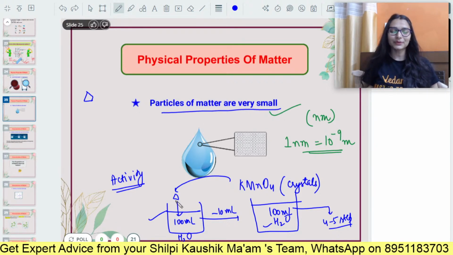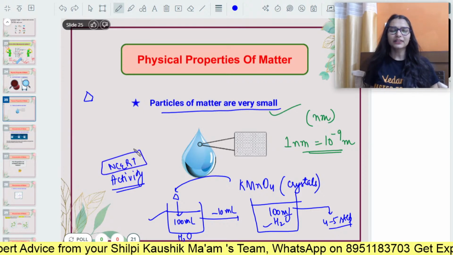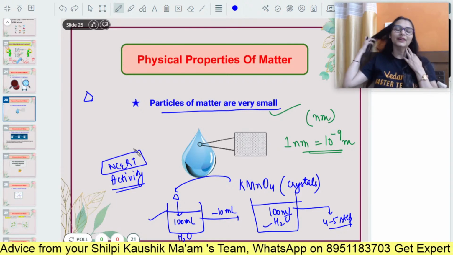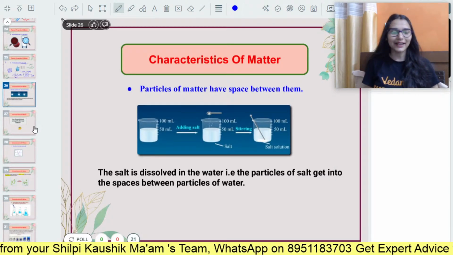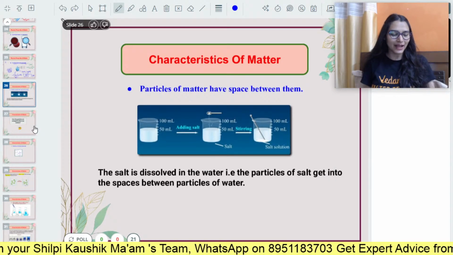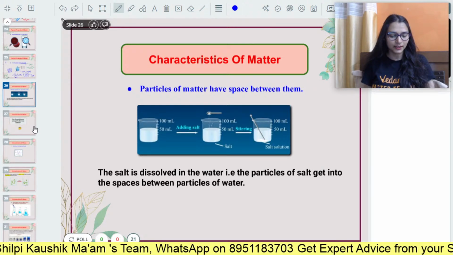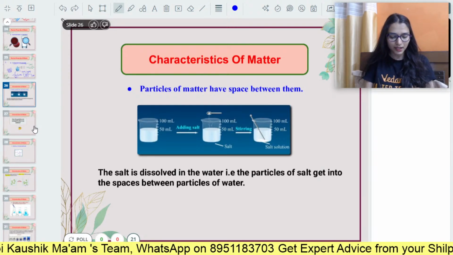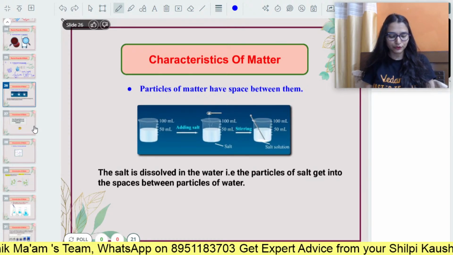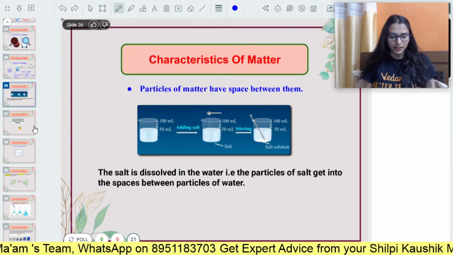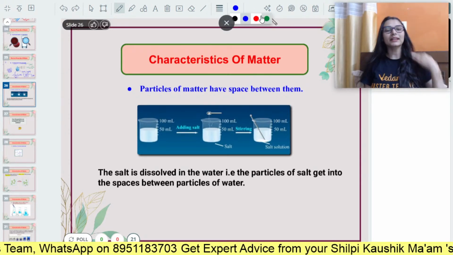This activity is given in NCERT. They can ask you in the exam also: give an activity to prove that particles of matter are very small in size. I hope you all can do that. Tell ma'am in the live chat. Everyone? Clear? Yes, very good. Amazing. Yes, Navjot, right. Very good.